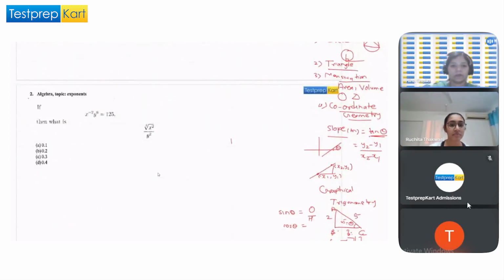Let's see the next question. If x raised to minus 2, y raised to 6 is equal to 125, then what is the cube root of x square by y square? You can write this as y raised to 6 upon x square is equal to 125. And you can make this also. Now start solving.